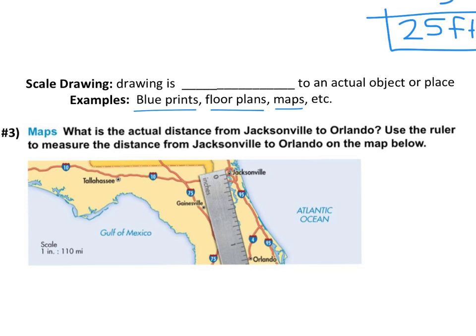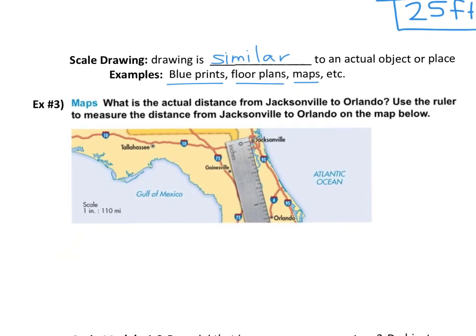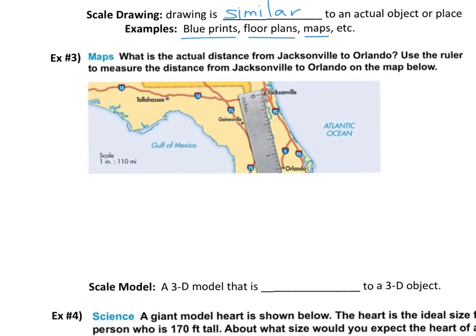So a scale drawing is a drawing that is similar to an object or place. In other words, the sides are proportional and the angles are the same, just like we did in that first set of triangles, okay? They are similar, they are proportional. So this first question says, what is the actual distance from Jacksonville, which is here, to Orlando, which is down here, based on that ruler that you see?